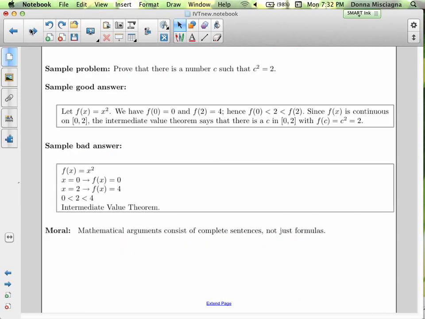All right, so sample problems. Prove that there's a number c such that c squared equals 2. Make sure, just the moral here, we have good answers and bad answers. Mathematical arguments consist of complete sentences, not just formulas. So some numbers and intermediate value theorem. Bad answer. You're probably not going to get any points out of that. Good answer, okay? So make sure you document.